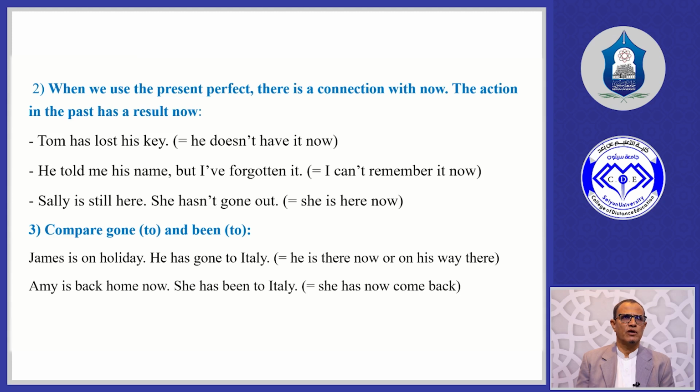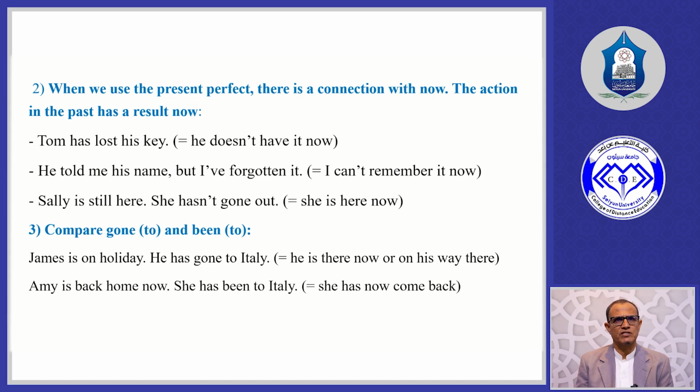And we know that usually the present perfect tense is used to express an action with an unspecified time. The time of that action is not specified. Usually, the period and the duration is open. Now the second point: when we use the present perfect, there is a connection with now. The action is in the past, but it can have a result now. Sometimes we do something in the past, but there is a result that is still available till now. There's a connection and a relation between the past action and the present.